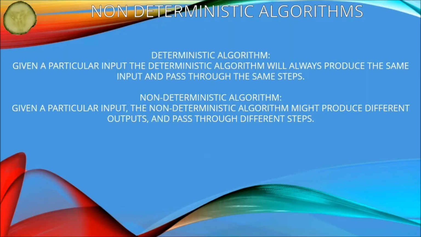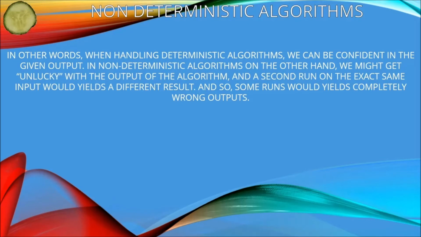Alright, non-deterministic algorithms. Deterministic algorithm: given a particular input, the deterministic algorithm will always produce the same output and pass through the same steps. Non-deterministic algorithm: given a particular input, the non-deterministic algorithm might produce different outputs and pass through different steps. In other words, when handling deterministic algorithms, we can be confident in the given output. In non-deterministic algorithms, on the other hand, we might get unlucky with the output of the algorithm, and a second run on the exact same input would yield a different result, and so some runs would yield completely wrong outputs.